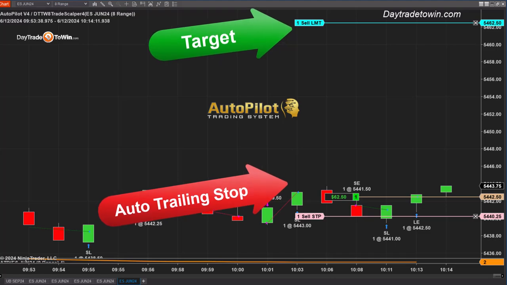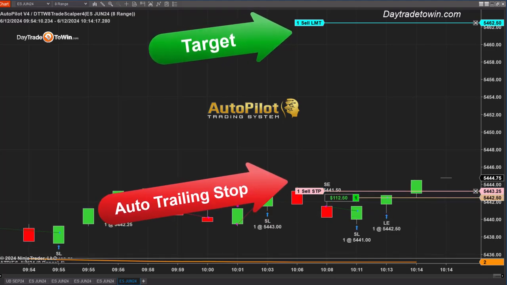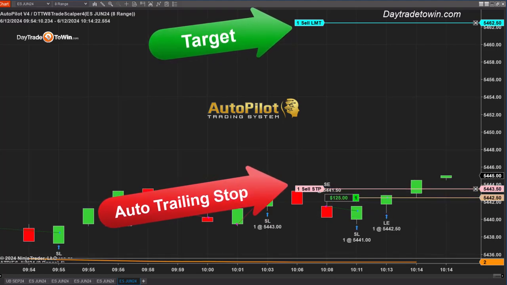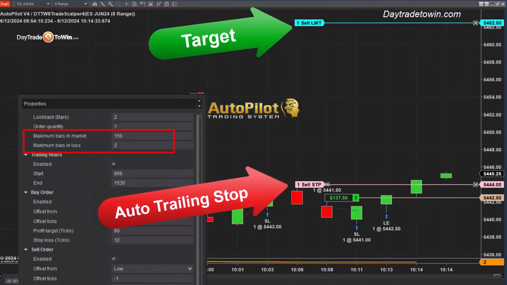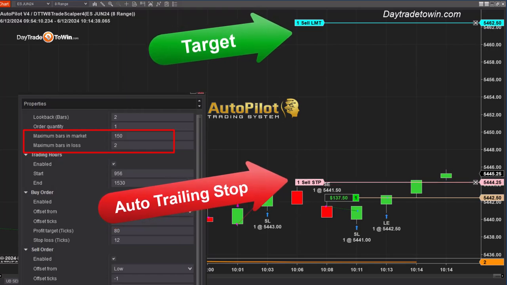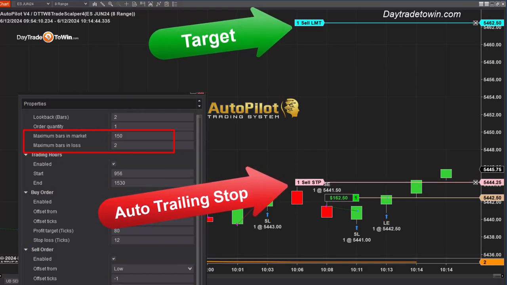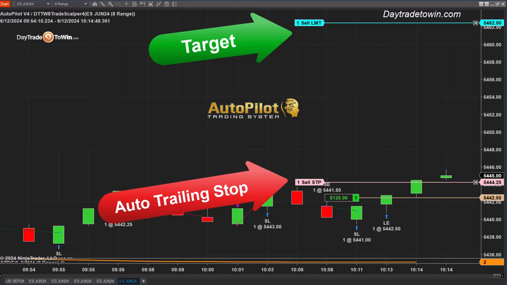How many candles are in a trade? How many candles have already gone against us? Typically, I have it set to 2 or 3 bars where if the market goes against me, it closes the position. That way I don't have to have a full stop. It's just 2 bars and it closes if it's not in profit territory.